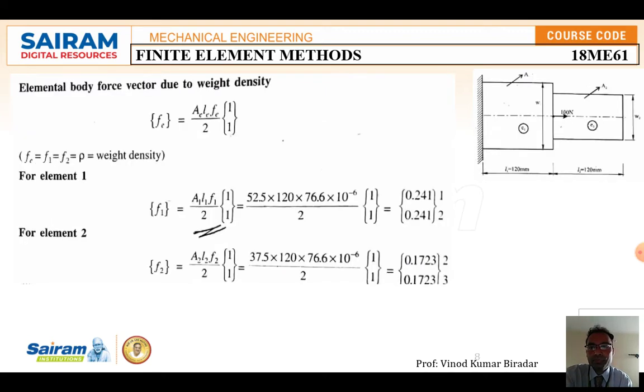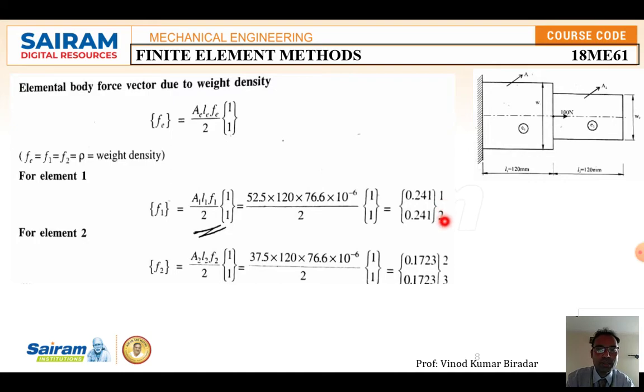Okay, so what is next? The elemental body force vector. How do we get the elemental body force vector due to weight density? In the given question, the weight density is given for both elements. We have the formula F equals A L rho by 2 times [1, 1]. For element 1, substitute the area A1, the length, and the density, divided by 2. You are going to get F1 equal to 0.24, 0.24.